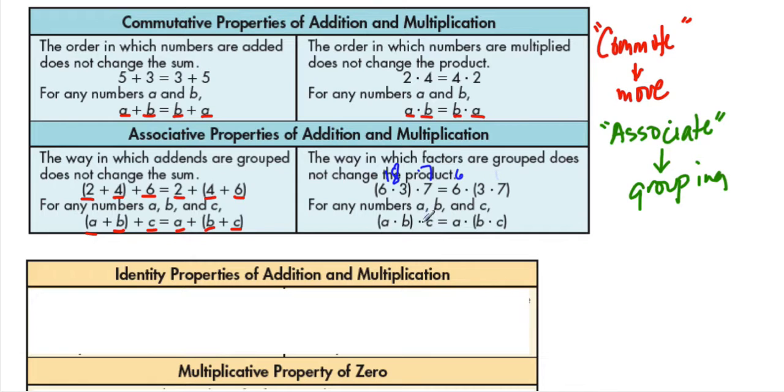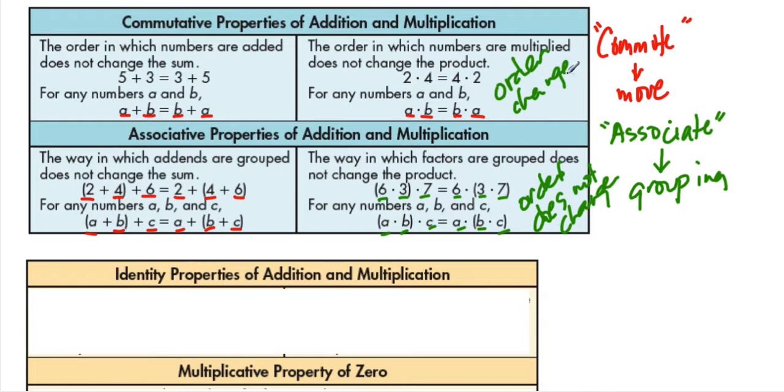Okay? And again, take note of the order. 6, 3, 7, 6, 3, 7, A, B, C equals A, B, C. The order does not change. In comparison to the commutative property, the order changes in the commutative property.